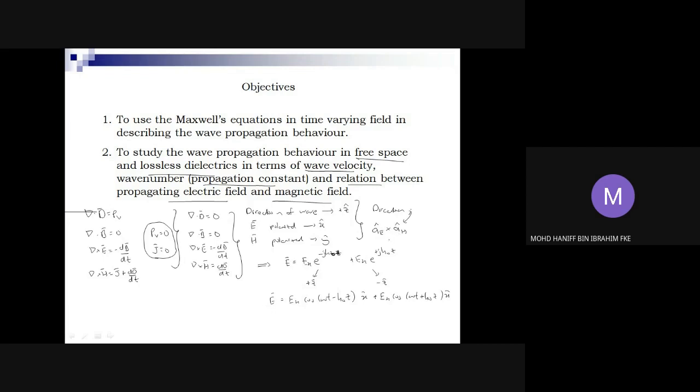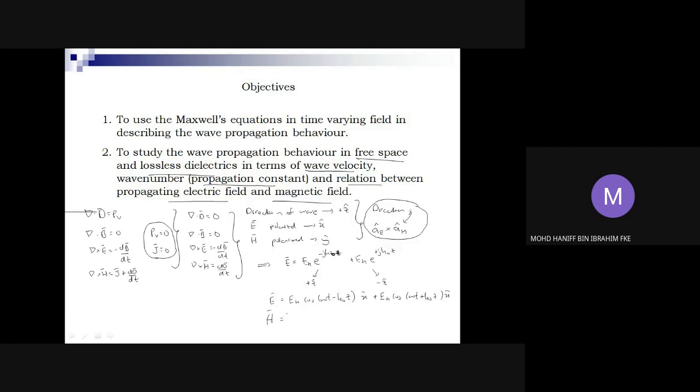Okay, so hopefully you can clearly understand the relationship between the direction of the wave, the polarization of the E field, and also the polarization direction of the H field. So this is the relationship. Subsequently, from this E field equation, we can formulate the H field equation.